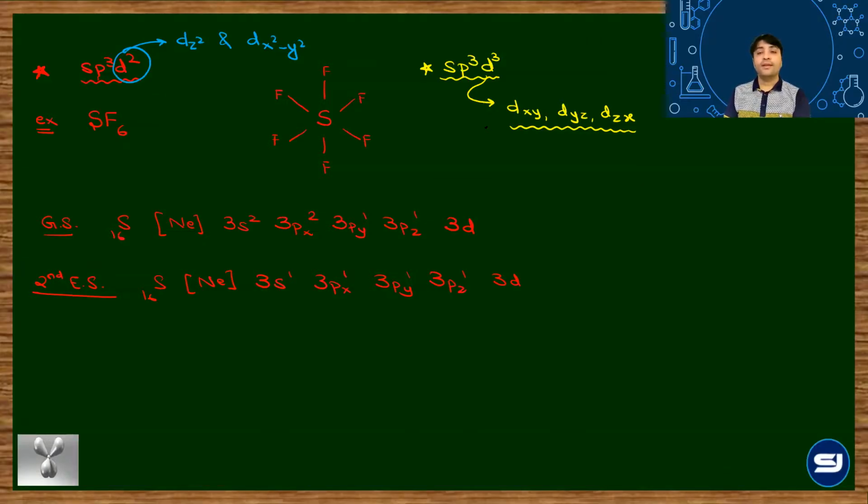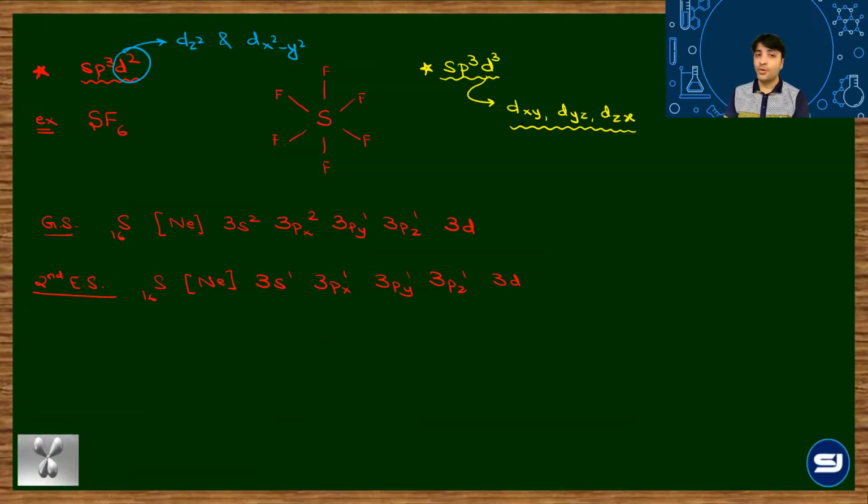So, when there is only one d involved, it is dz square because of maximum density. When it is d2, it's dz square with dx square minus y square, because that combination again would be of higher electron density. But when three d orbitals are involved, for the maximum symmetry and also the electron density, a combination of XY, YZ and ZX would be more favorable. Samjha?